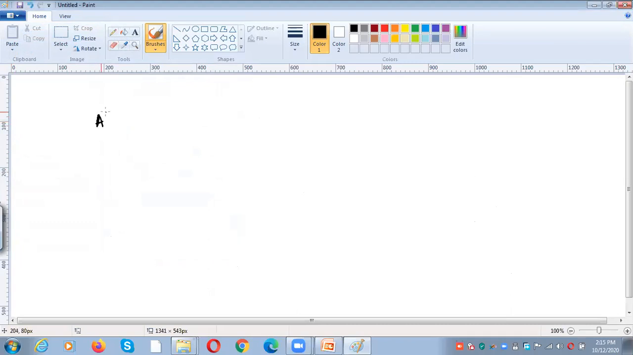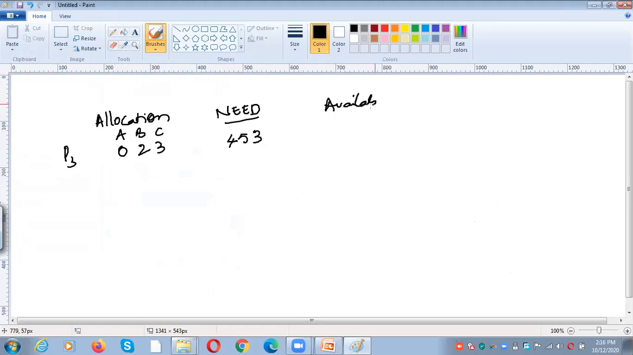So actually earlier, for example, there is a process called P3. Already you have given 0, 2, 3 resources to P3: A, B, C. And then what it needs? It needs still 4, 5, 3. Okay. And then available. Available means how many resources are still available in the machine. So there are 6, 7, 4. These are the number of resources available.